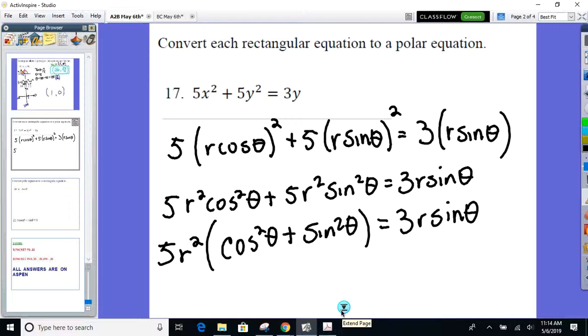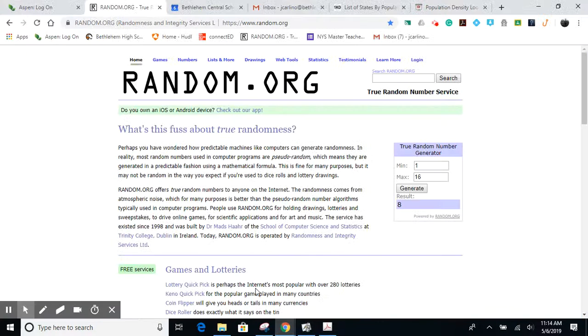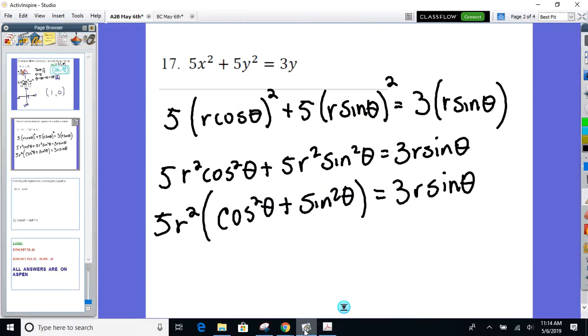Somebody has to remind me. I got to write it up there before we leave today. Cosine squared plus sine squared, same as 15. Same thing as what there? 1. So this is just going to become 5r squared. This is equal to 1 right here.